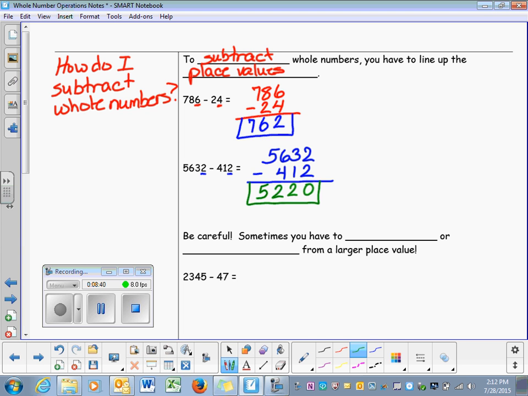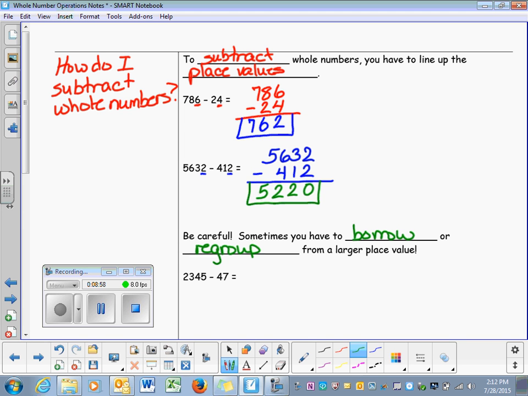With subtraction, you have to be careful. Sometimes you have to borrow or regroup from a larger place value. Borrow and regroup has the same meaning in this situation.